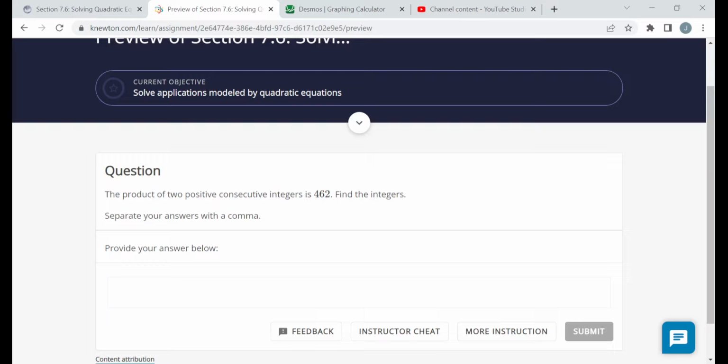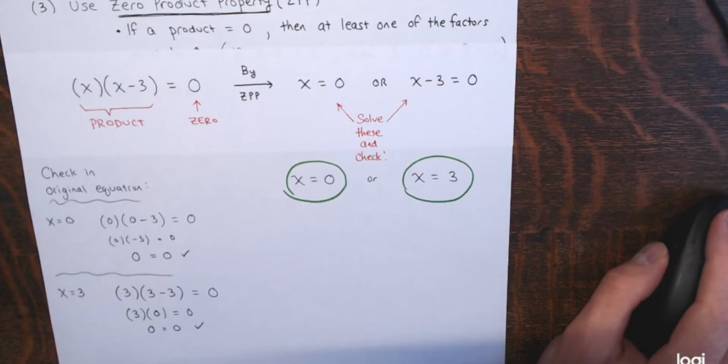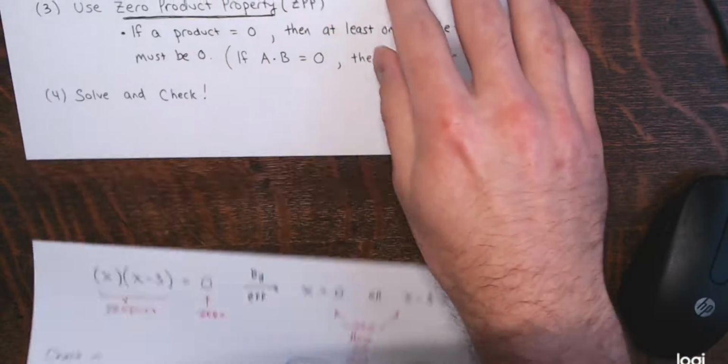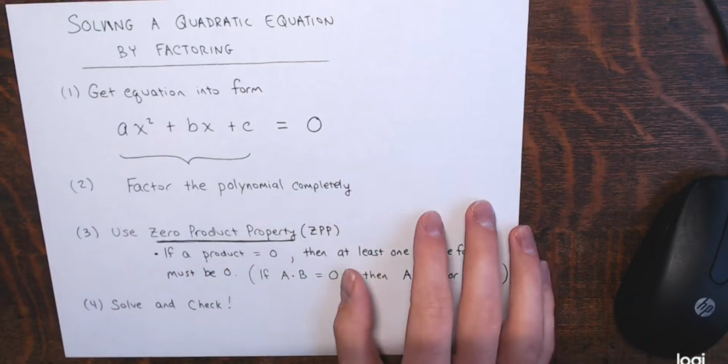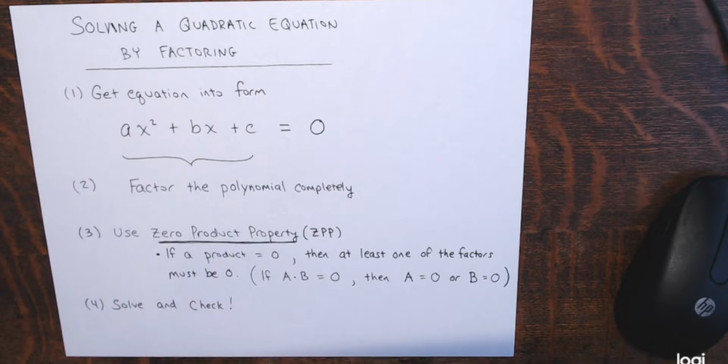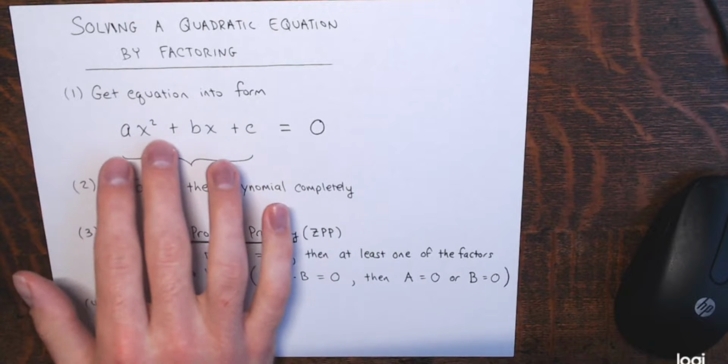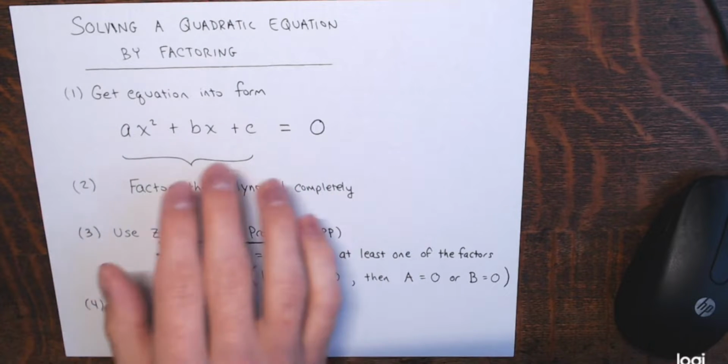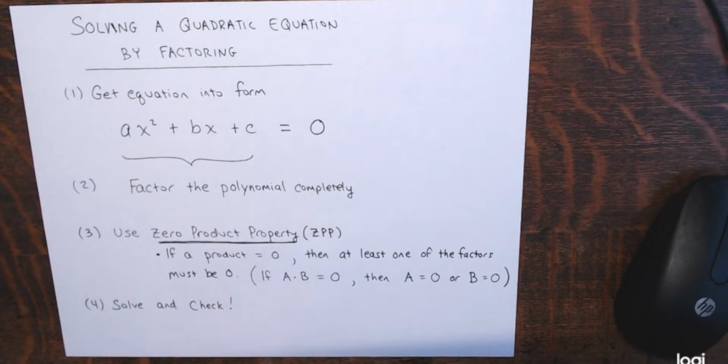It's not very long. It just says the product of two positive consecutive integers is 462. There's an equation there: you've got "is" as equals. Find the integers, and of course it says again, separate your answers with a comma if there are multiple answers. Once we get the equation written, I'll follow this procedure to solve it: get everything on one side in the form ax squared plus bx plus c equals 0, factor, use the zero product property, solve and check. I'm going to be doing all that every single time.